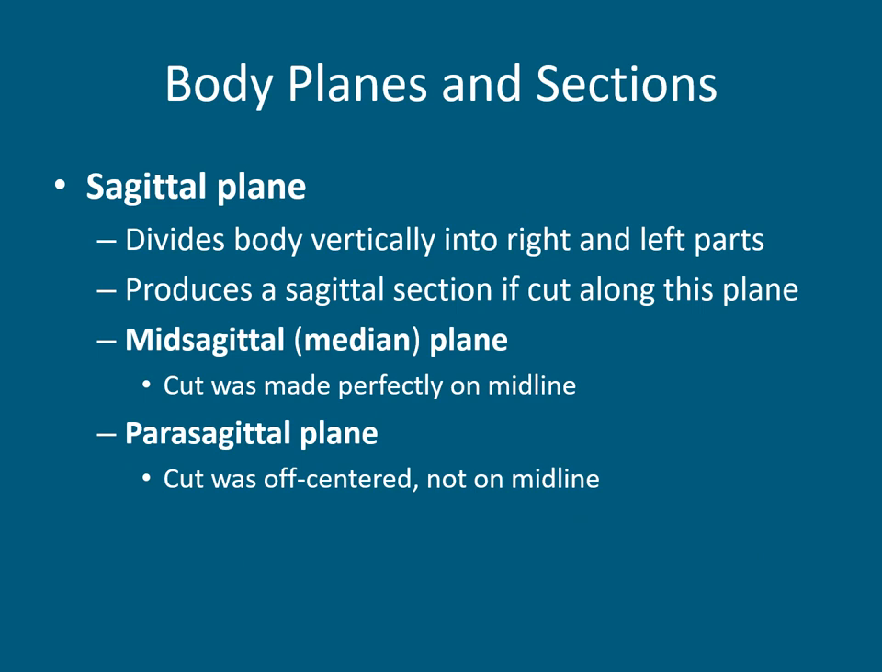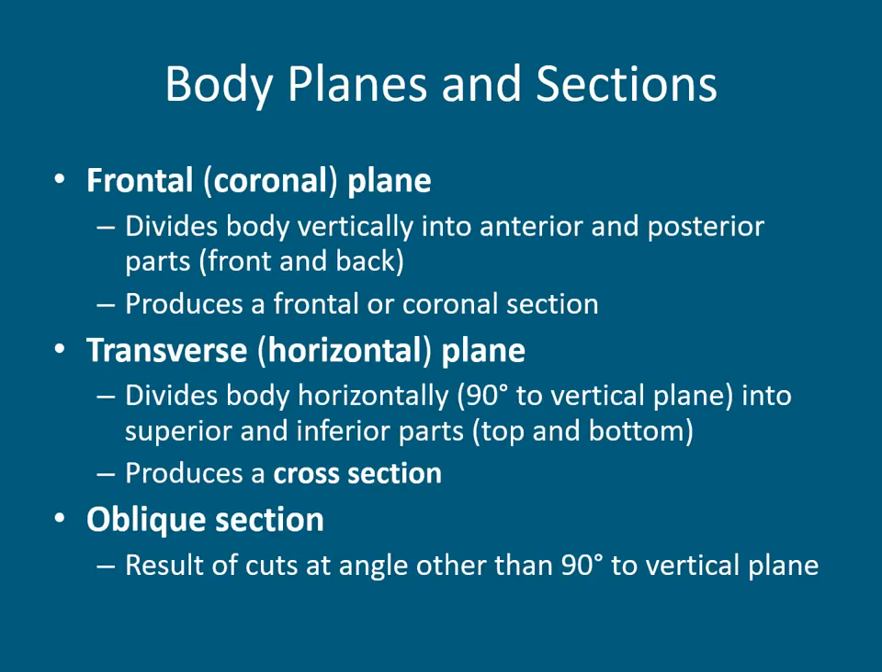So the sagittal plane is going to divide the body into right and left parts. If you go right down the midline, then it's often referred to as a mid-sagittal plane. Parasagittal means you're not on the midline. A frontal or coronal plane is going to divide the body into anterior and posterior parts, or front and back. And then a transverse or horizontal plane is going to divide the body into superior, inferior, or top and bottom. This is what oftentimes people will call a cross section.